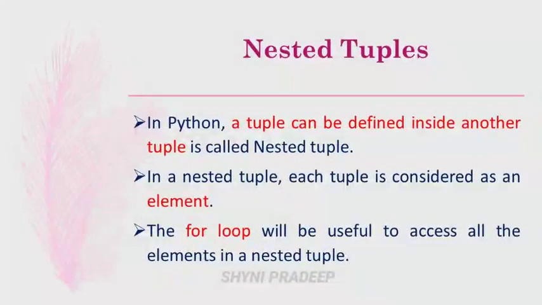Next, nested tuples. Nested tuples means what? A tuple defined inside another tuple is called a nested tuple. So a tuple defined inside another tuple is called as what? Nested tuple. In a nested tuple, each tuple is considered as an element. And the next point, the for loop will be useful to access all the elements in a nested tuple. Here we are using a for loop to access all the elements in a nested tuple.